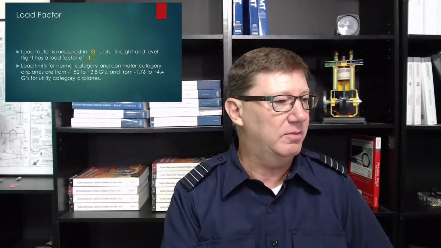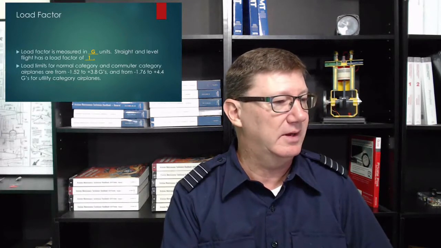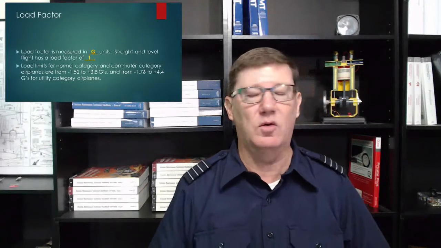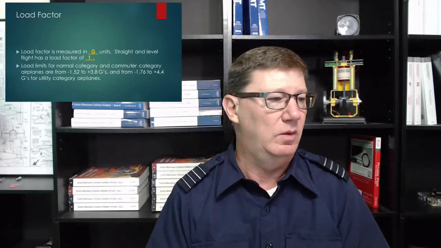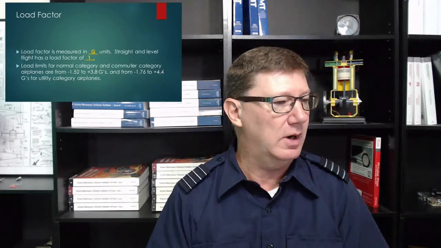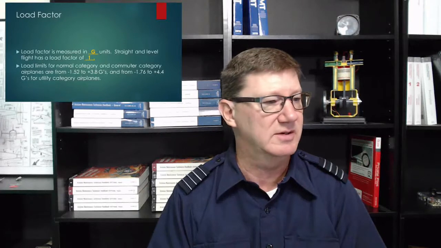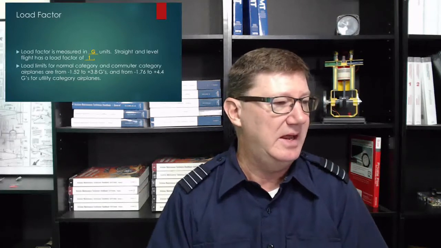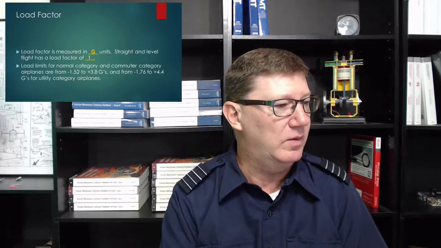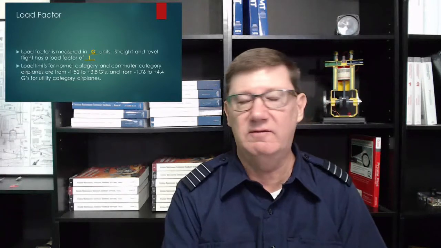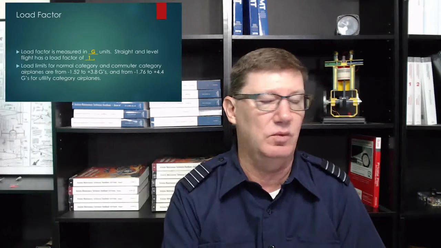Continuing on with this, there are the load limits on a normal category airplane. The Cessna 172s that we use for training, depending on the weight they're at, will be in either the normal or utility category. And the commuter aircraft that you might fly in, like a Saab SF-240 on Spirit or something like that, is in the commuter class. Those airplanes are rated for negative 1.52 Gs and positive 3.8 Gs.